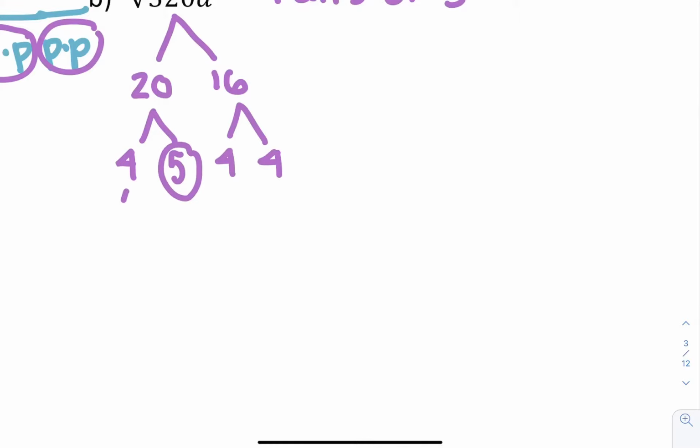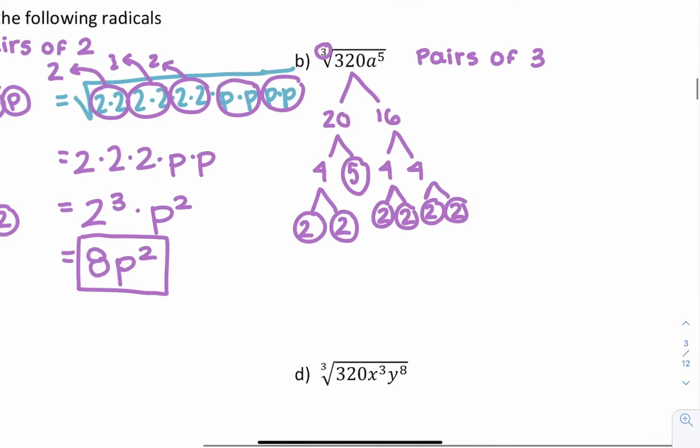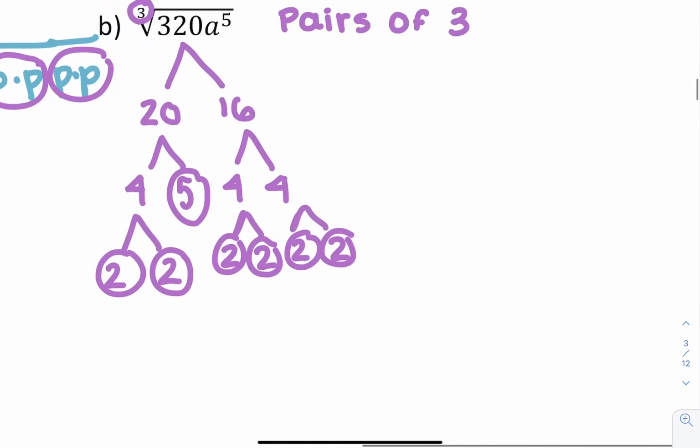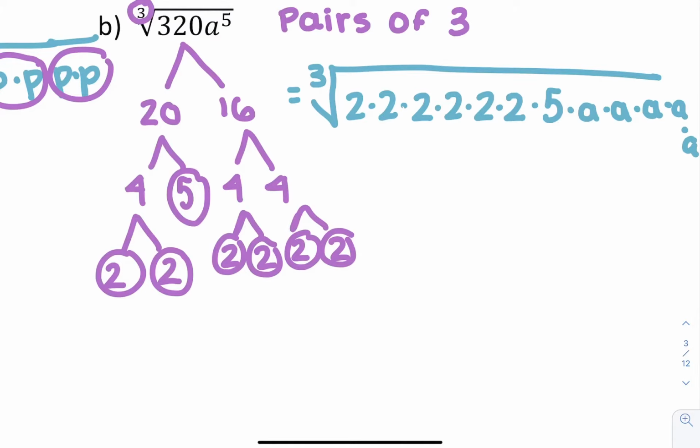5 is a prime number, so I'll circle it. Now I get 2 times 2, 2, 2, 2, 2. And so let's rewrite what we have now. And remember, a to the 5th is just multiplying by a 5 times. So we're looking for the cube root. 2 times 2 times 2 times 2 times 2 times 2 times 5. And now 5 a's. Scooch that one in there.